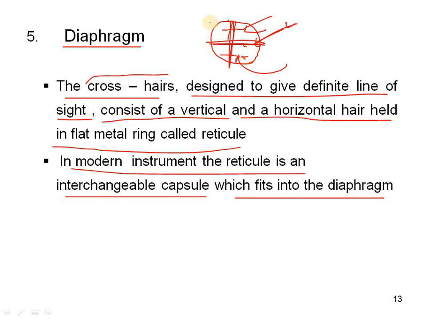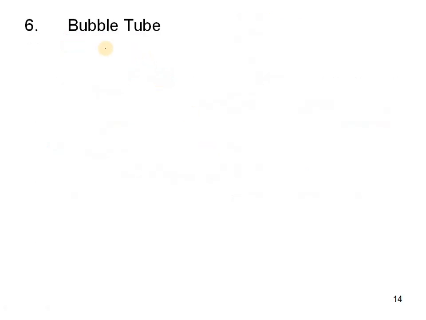So this is contained in the flat metal ring called the reticule. This round circle is the reticule. The portion which is there is the reticule portion. So we will call that a flat metal ring. Okay, this portion is called the diaphragm. And the next one is the bubble tube.